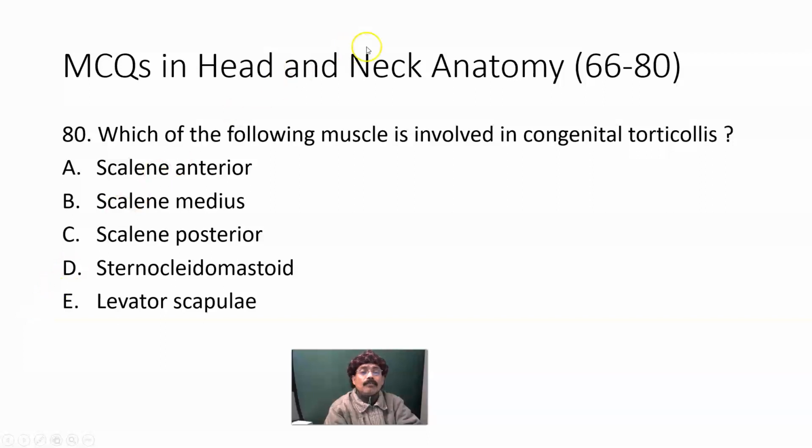Which of the following muscles is involved in congenital torticollis? Scalene anterior, scalene medius, scalene posterior, sternocleidomastoid, and levator scapulae. Our answer should be scalene anterior. This is the choice.